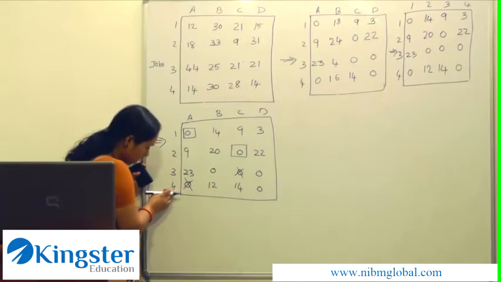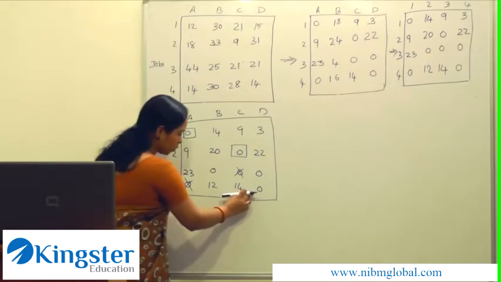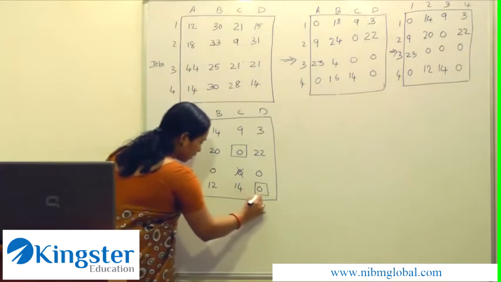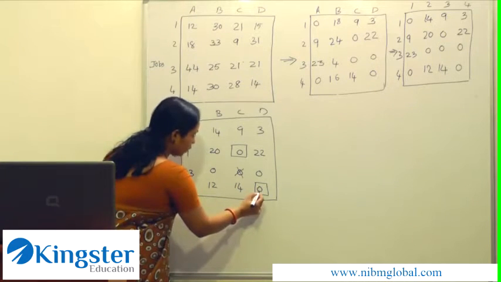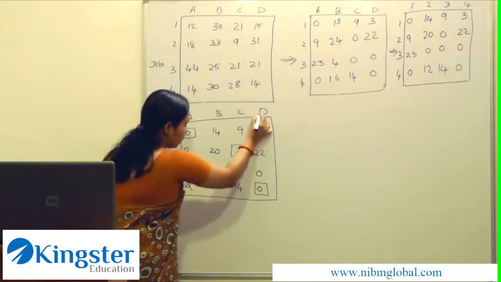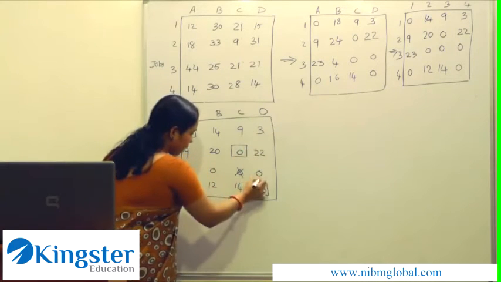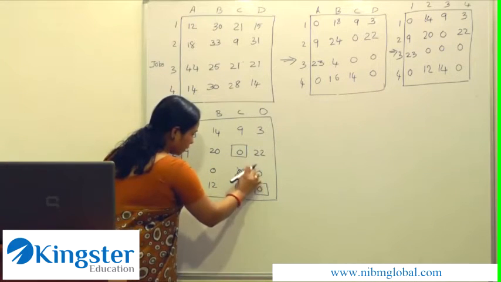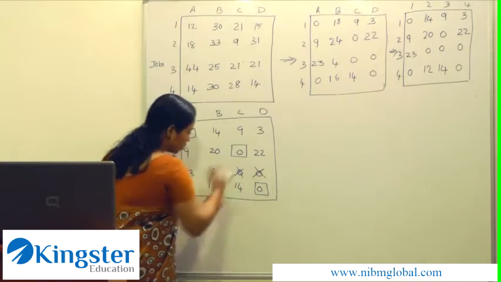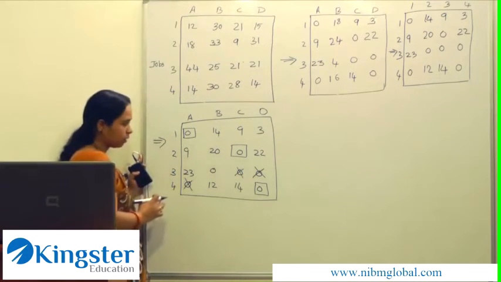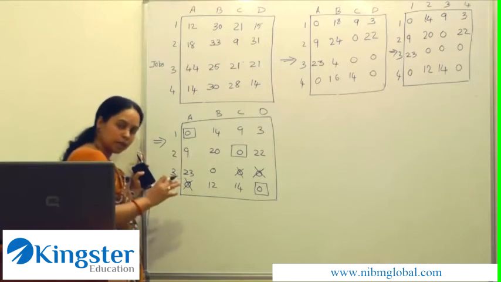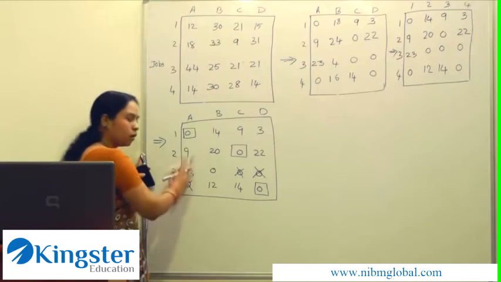Now move to the last row. We have a single 0 here, so an assignment has been made. Now consider the column corresponding to this 0, that is the column corresponding to D. We have a 0 here, so it should be crossed out. It is also crossed out. So the row-wise operation is over. Now we should do the same process in different columns.